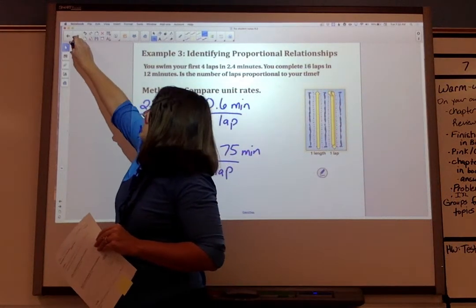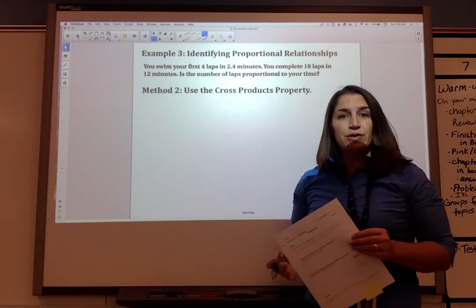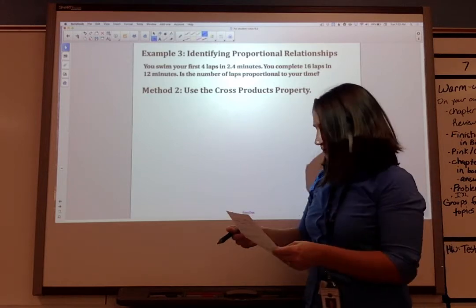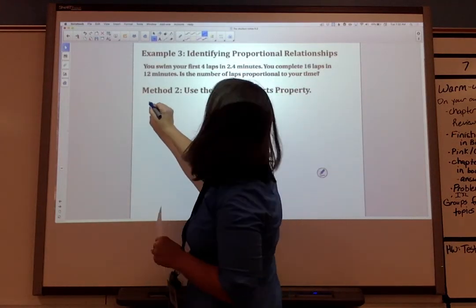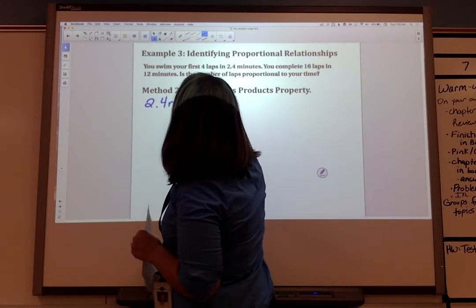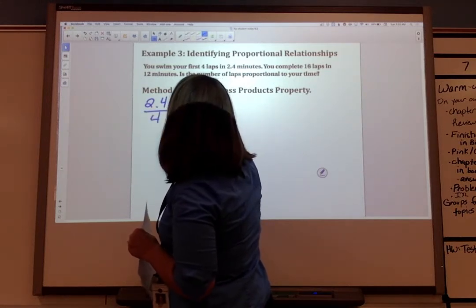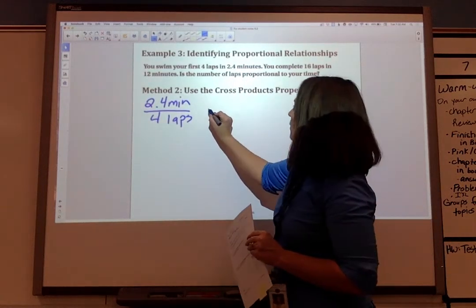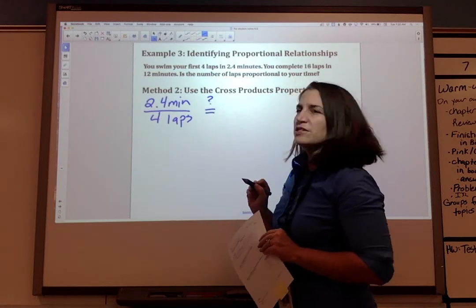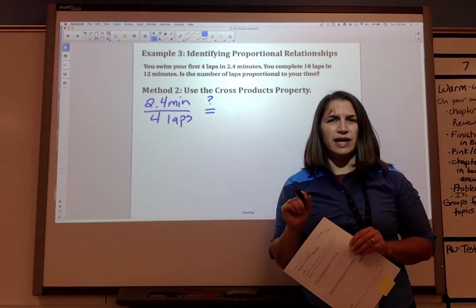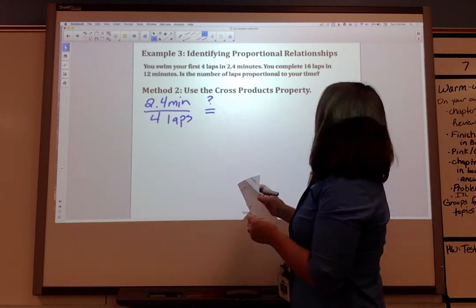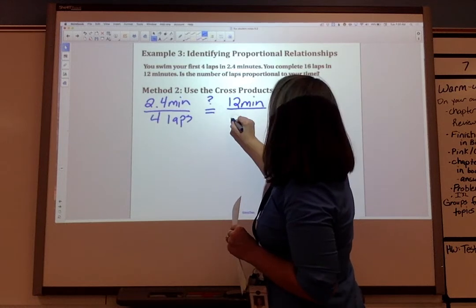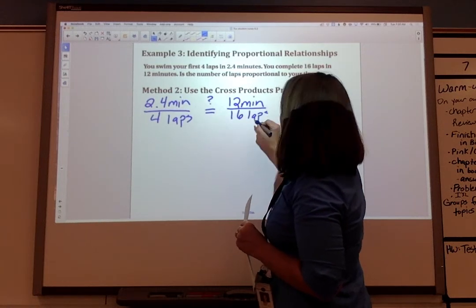Now, we're going to look at the same example, but this time we're going to use the cross products property to also prove that our times are not proportional. So we're going to start with the same ratios. 2.4 minutes for 4 laps. And we're going to set this up as if it is a proportion. So I'm going to put an equal sign, but I'm going to put a question mark above that equal sign because we're not sure yet if these are proportional. We're going to check. So we're going to see if that's proportional to 12 minutes over 16 laps.